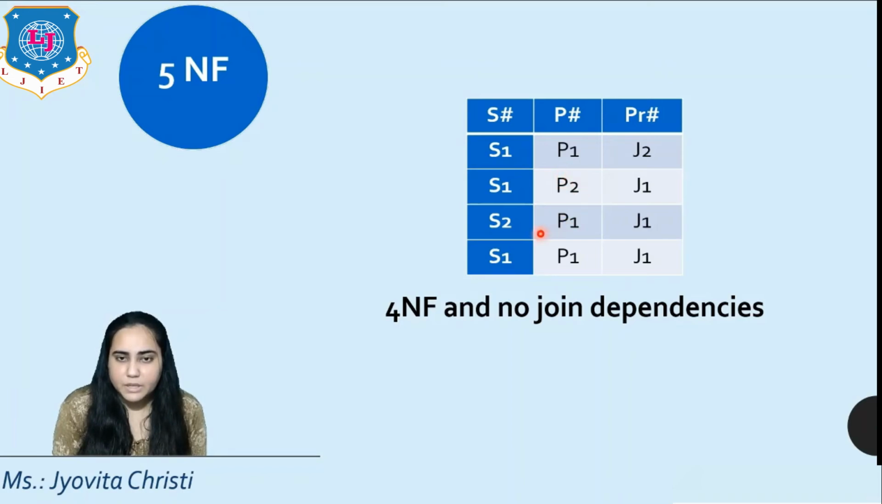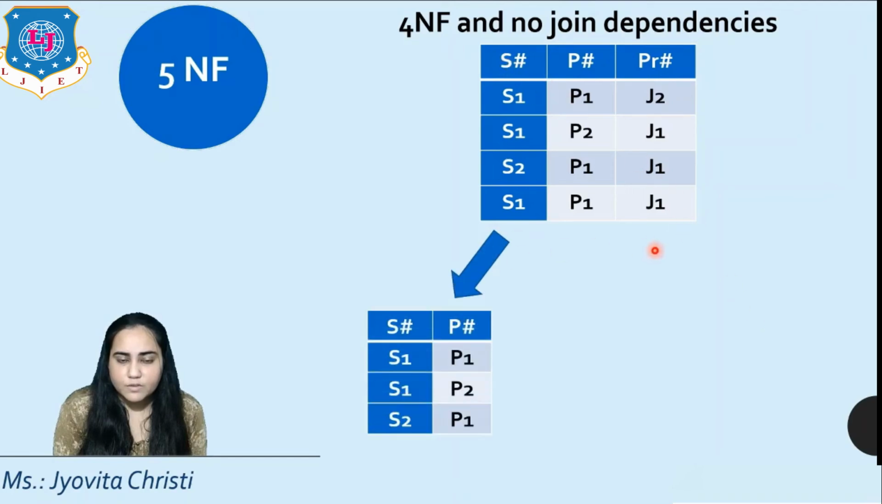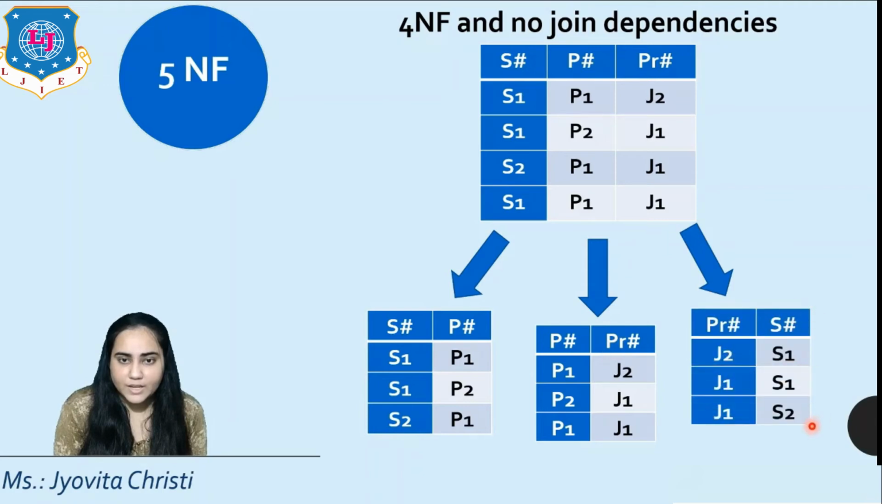But there's a join dependency, and how do we know that there's a join dependency? You can do it in this manner. You take the table and divide it into three parts. This is the first part, S# and P#. This is my second part, P# and PR#. And my third part, which is PR# and S#.